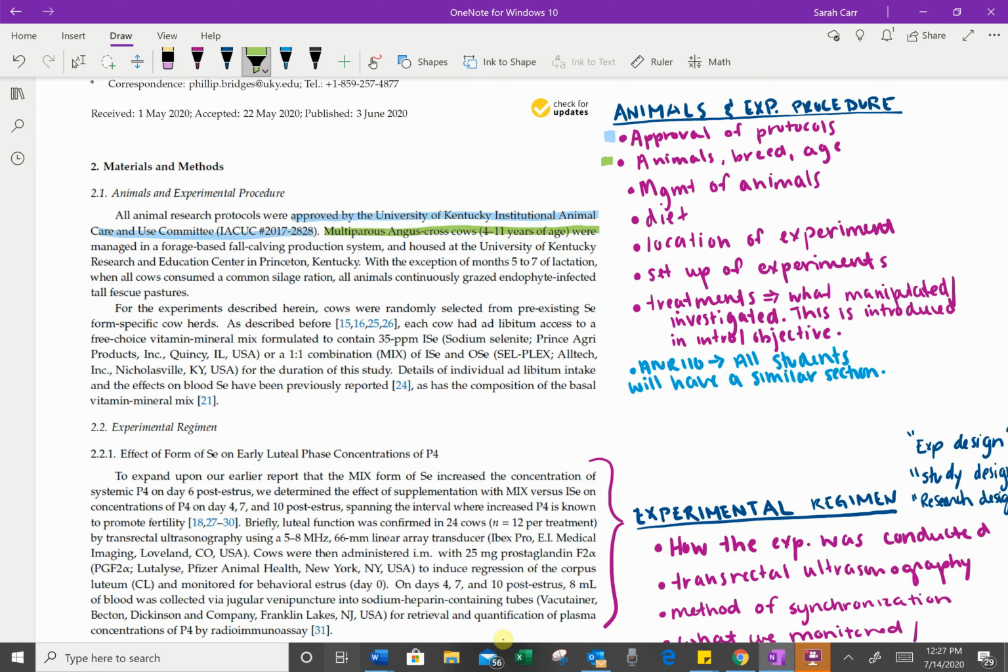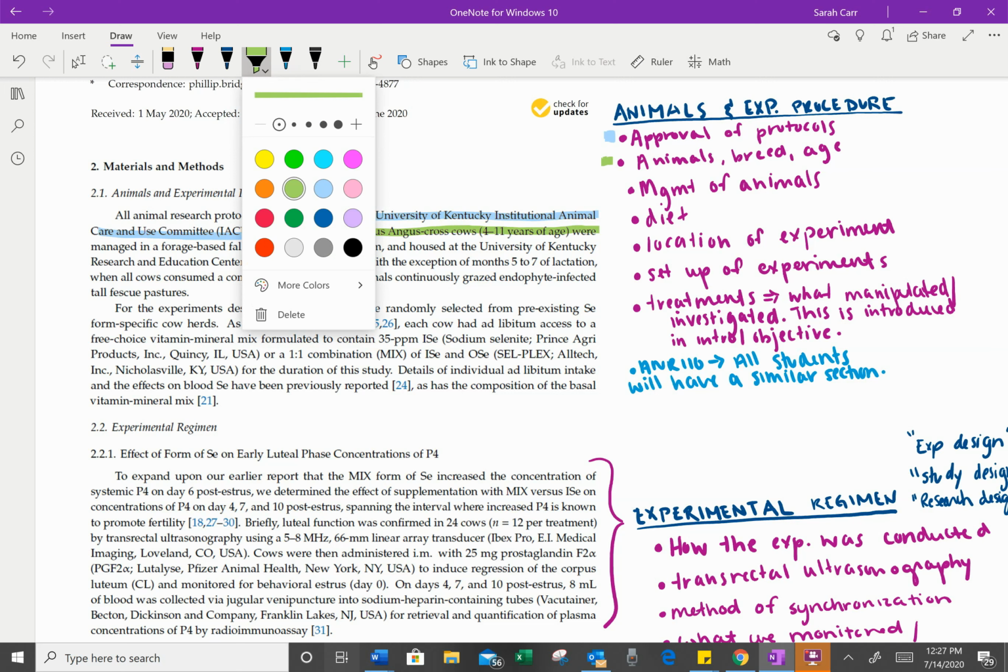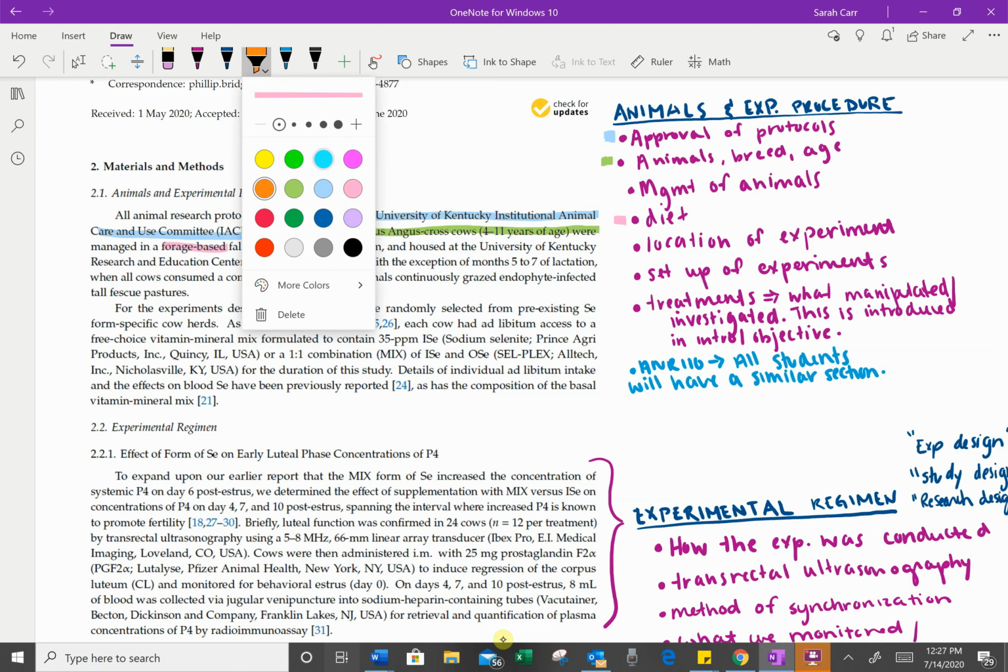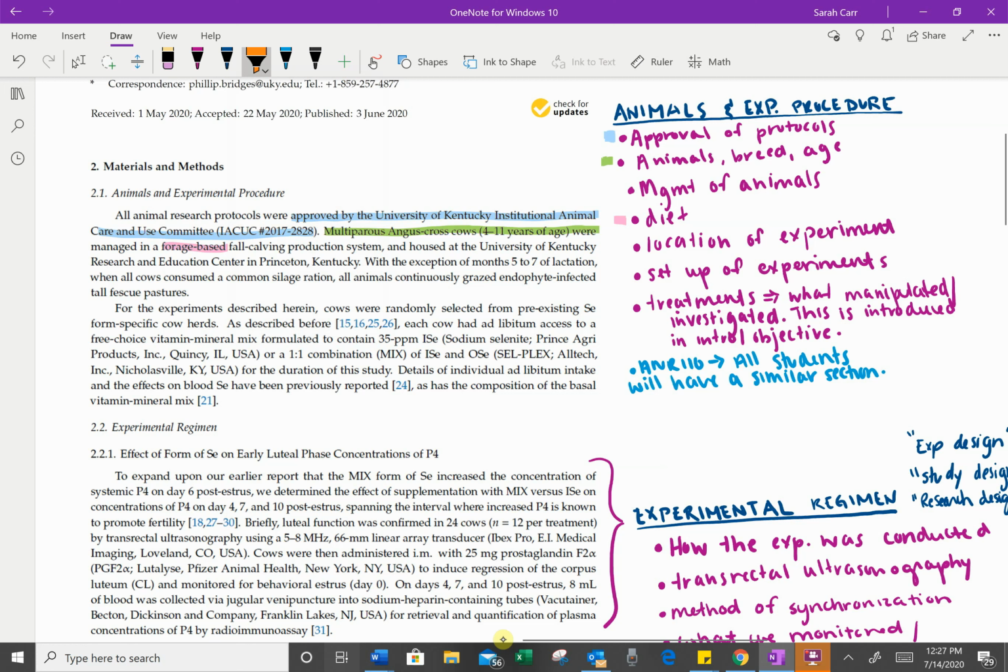We have diet and management, which can sometimes be sort of the same. So we're gonna go with diet first. So we have diet here, the forage based. But then we're gonna go back and do management. So all of this is talking about management.